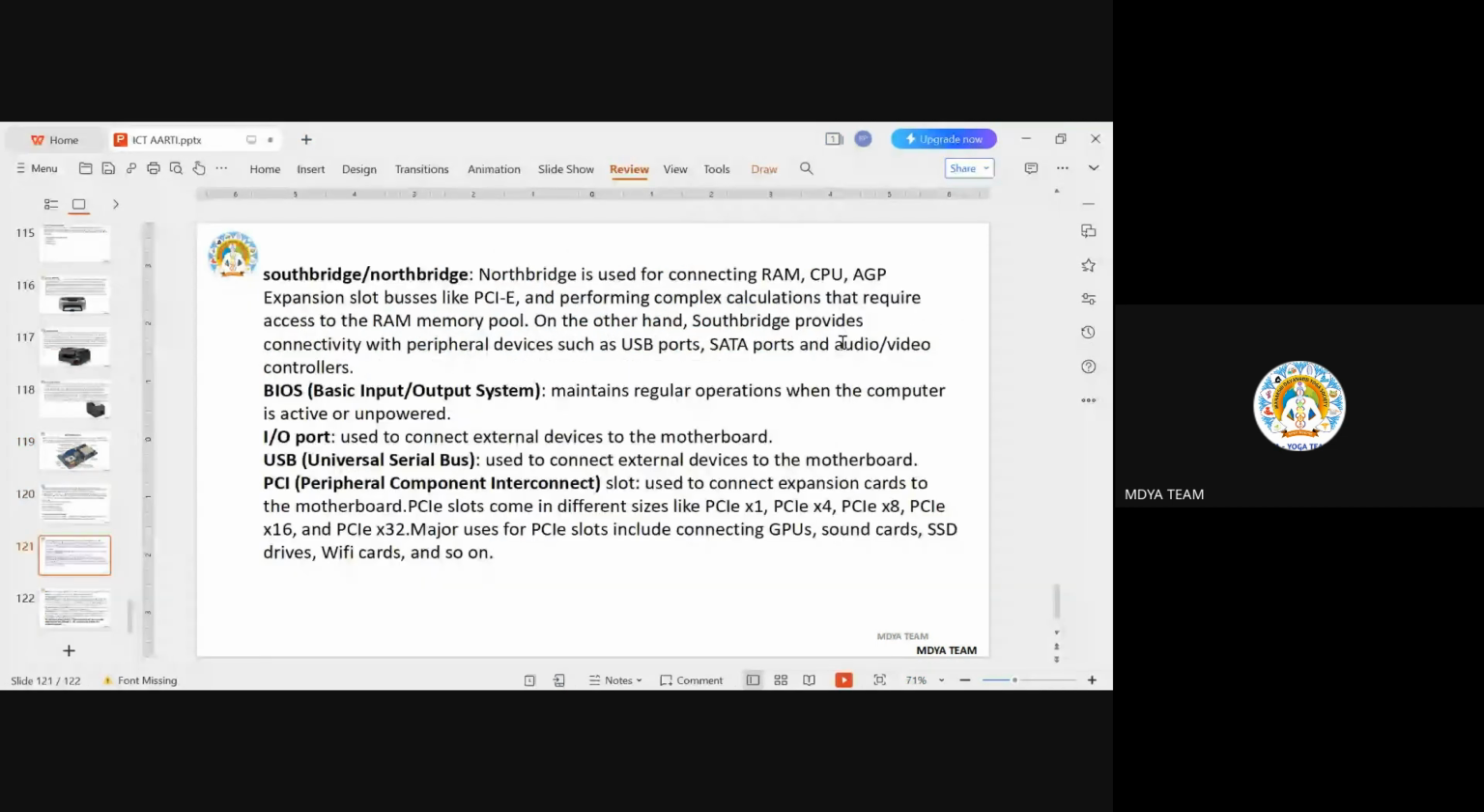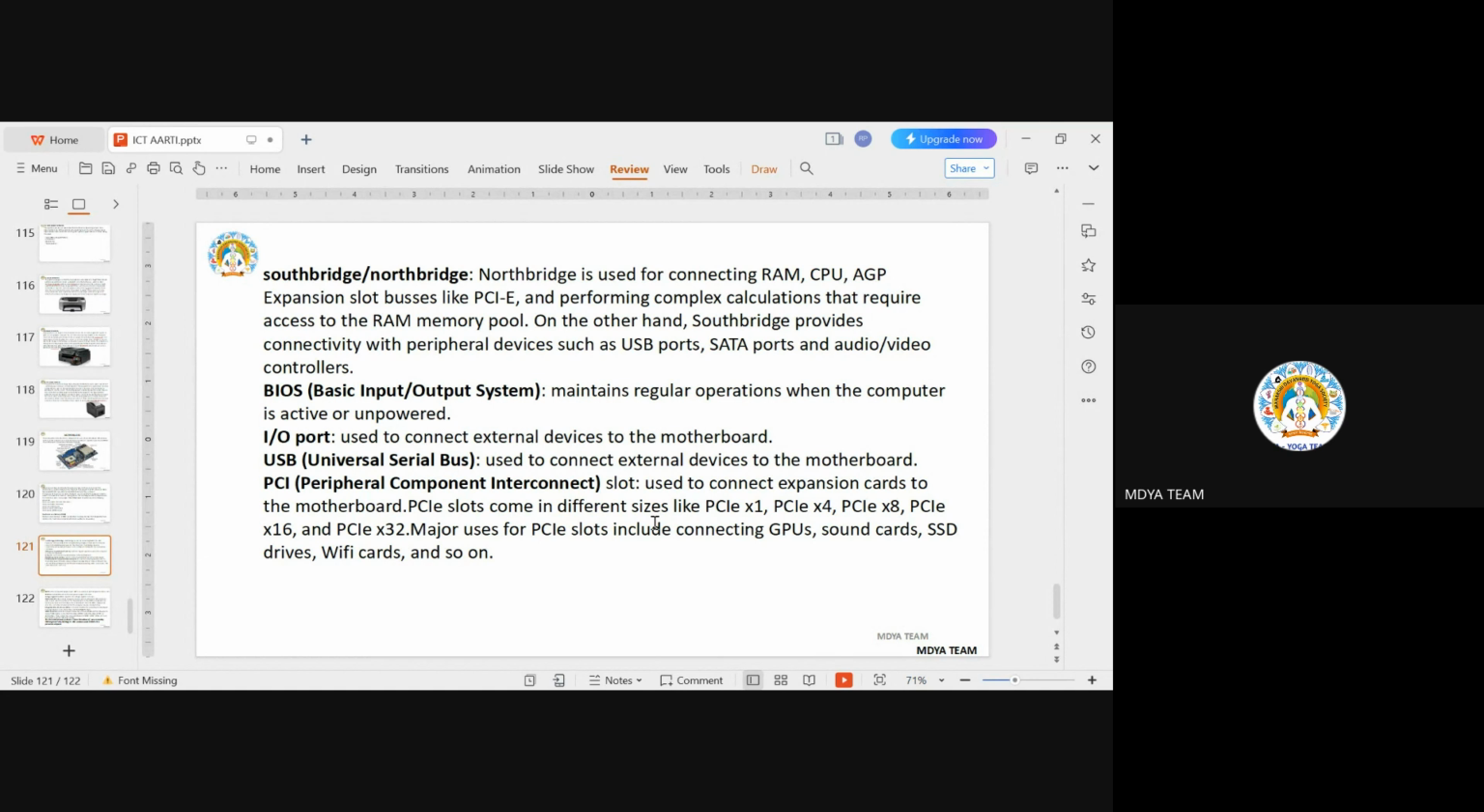PCI slots are used to connect expansion cards to the motherboard. What are expansion cards? Like graphic cards, sound cards, Wi-Fi cards, SSD drives. These all are expansion cards. That's why these are present on the PCI slots, and PCI slots are present on the north bridge.